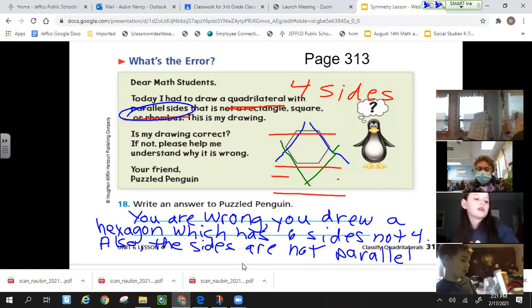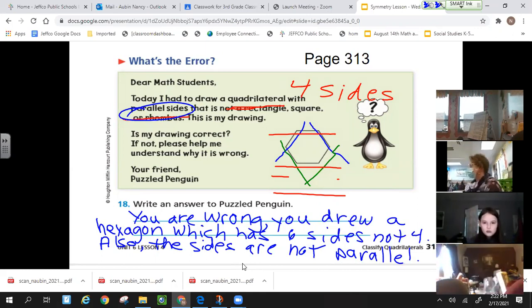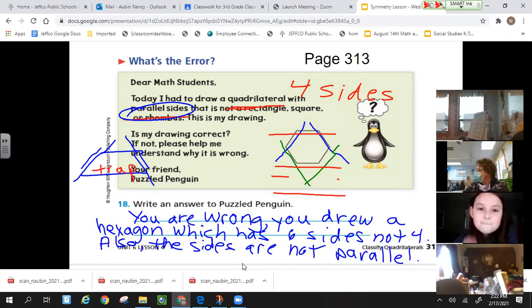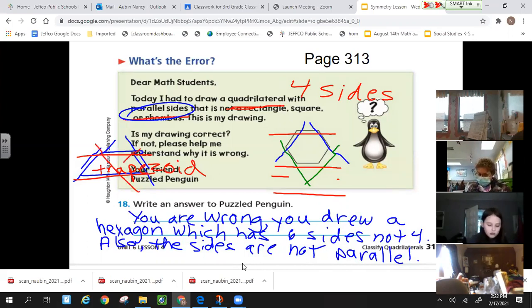And a lot of my remote learners said a hexagon is what he should have drawn. And I wrote back to you, and you can look on the assignment, a hexagon, yes, has 4 sides, but are the sides parallel? Not. I'm sorry, trapezoid. Thank you. I meant trapezoid. Many of you said you should have drawn a trapezoid. And that's a great idea because it is a quadrilateral, but it has only one pair of parallel lines, not both. So a trapezoid also would not work.